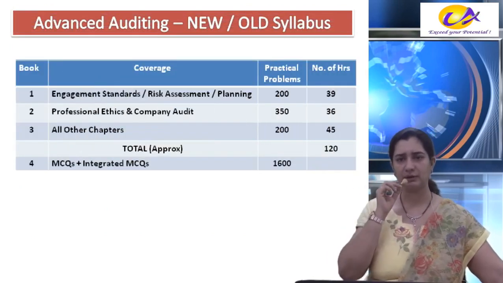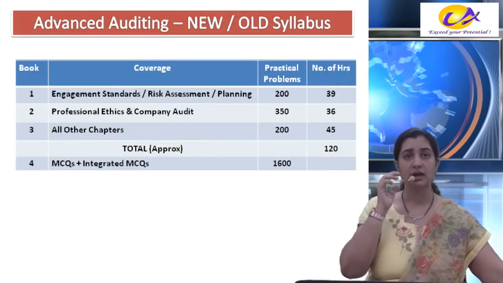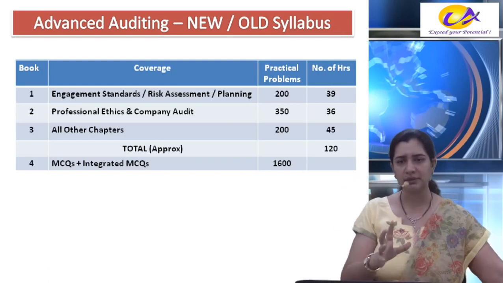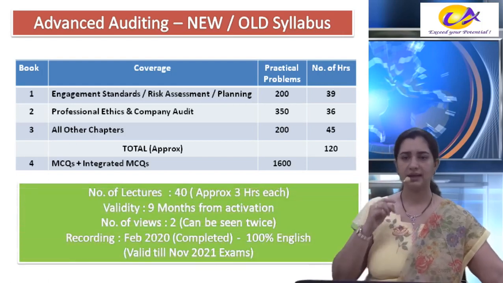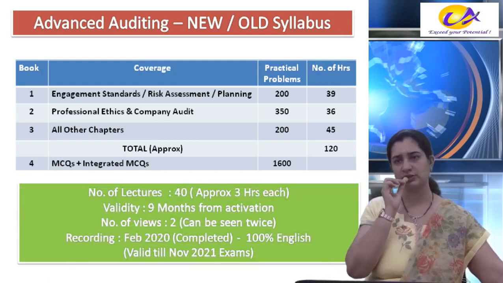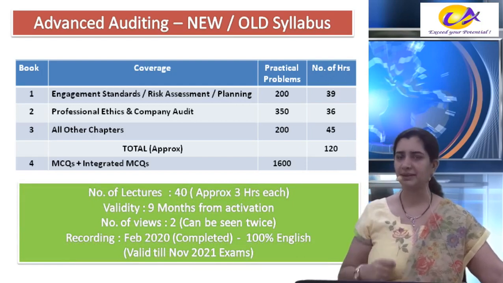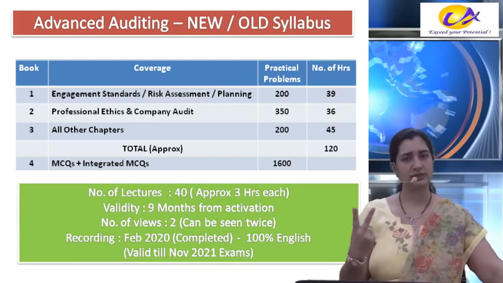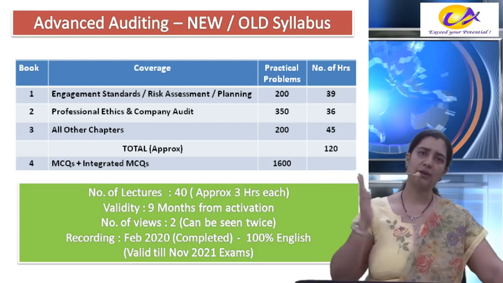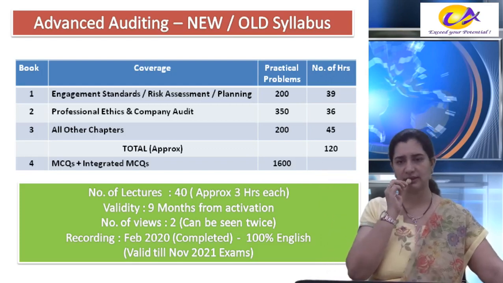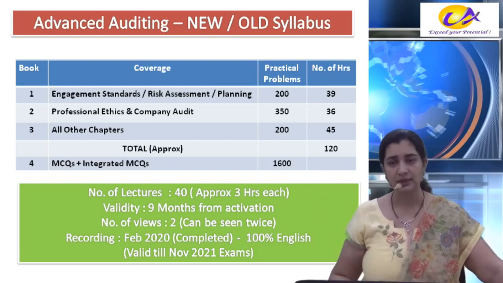Again, for these lectures, I've given you the breakup of how the 3 books I have covered, how many hours have been put in, how many problems we have, etc. And as you can see, we have 40 lectures of 3 hours each. 9 months is my validity period, and you can see the lectures 2 times. Around February 20, we completed this recording, and it's valid till November 21. So that's about my auditing.